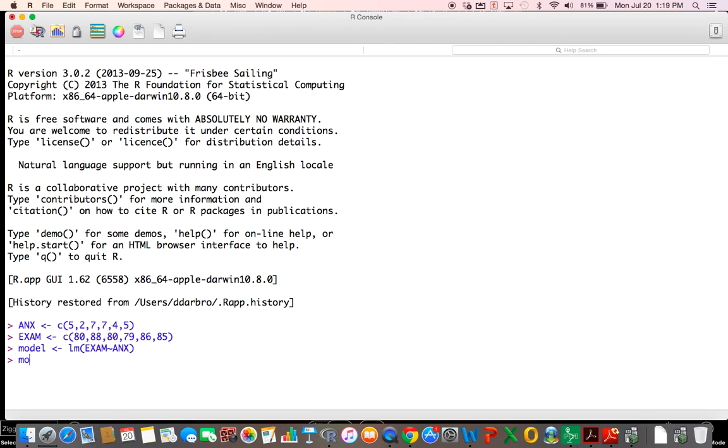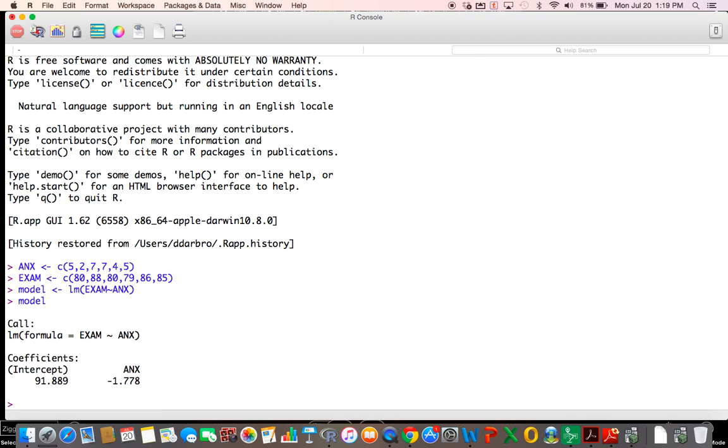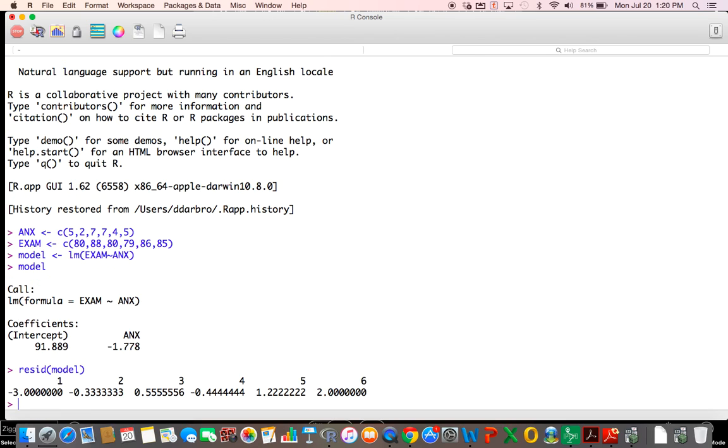Now what you can do is just type model, and you'll see that you get your answer. Under the intercept, takes all the guesswork out of it, 91.889. The anxiety is your X, so this part right here will be your slope. Now you can get your residuals just by typing resid of model, and you will see numbers pop up for your residuals. Notice that our first student, we calculated by hand that this student had a residual of -3. And this confirms that.